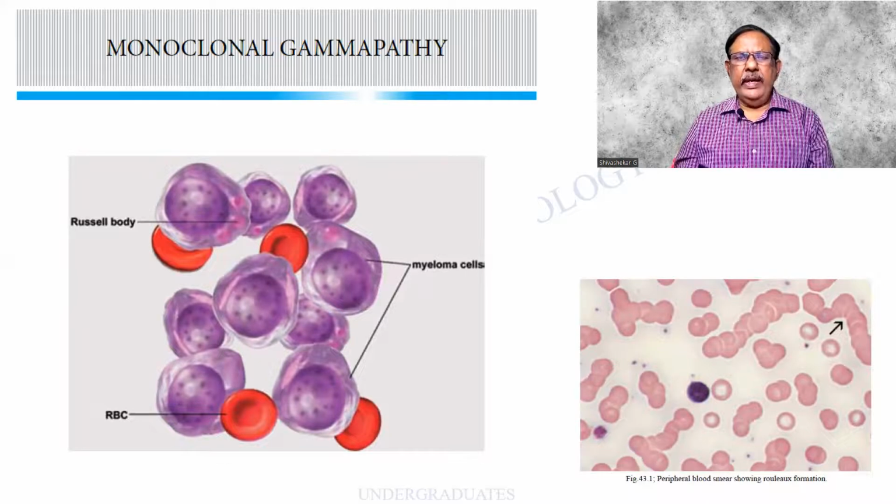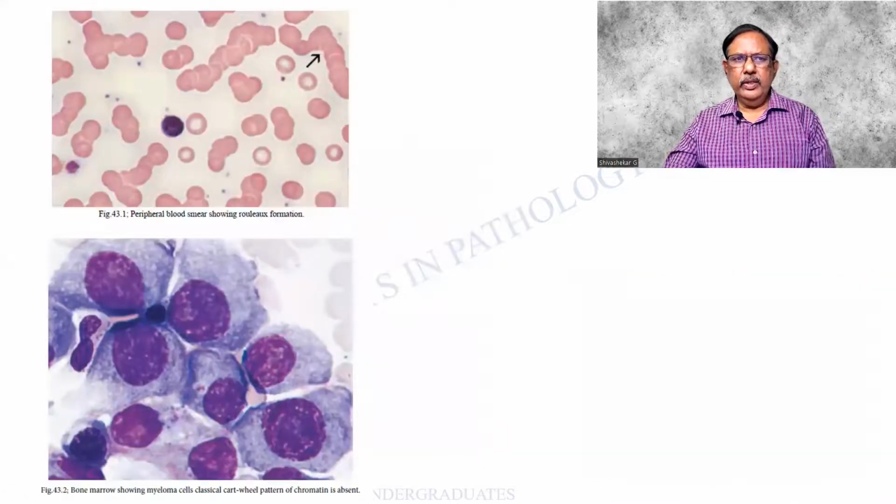Two important findings shall be there in the peripheral blood. One, ESR will be markedly increased, nearly 100 millimeters per hour. Two, there will be a hyperproteinemia. These are two important findings. Otherwise, this is one disorder purely based on the bone marrow diagnosis. So that is a picture over here.